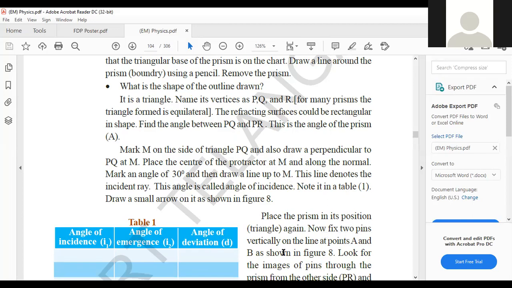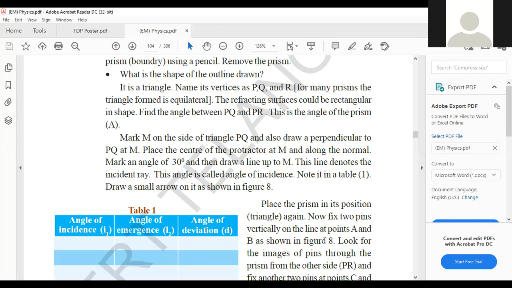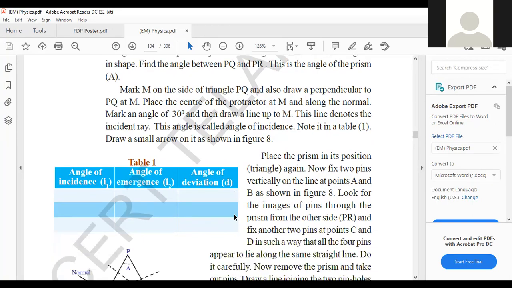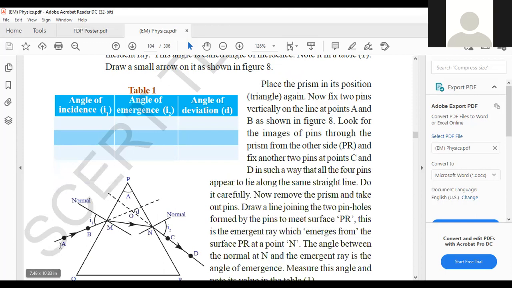Now fix 2 points. Two points are fixed on that, point A and point B, as shown in the figure. So how do we denote them here? By taking a 30-degree angle, you have to draw a straight line. On the straight line, 2 points should be noted. One is point A, second is point B.